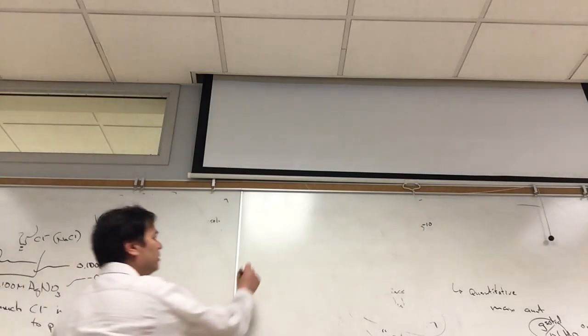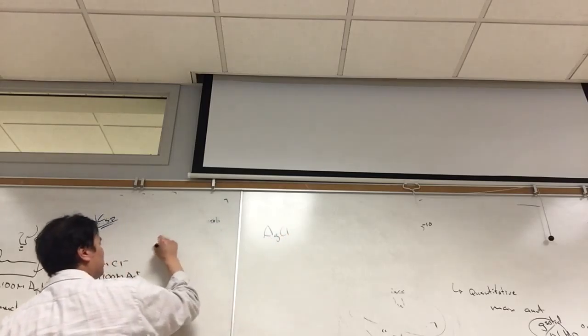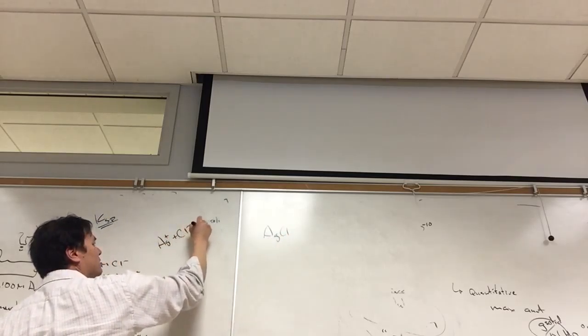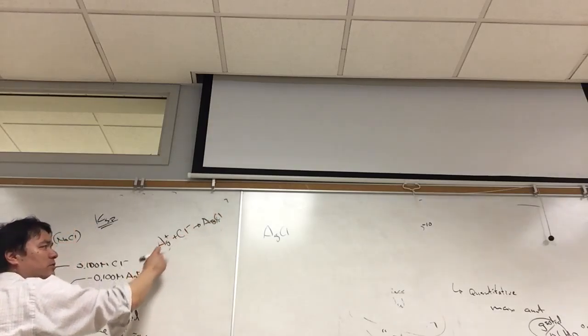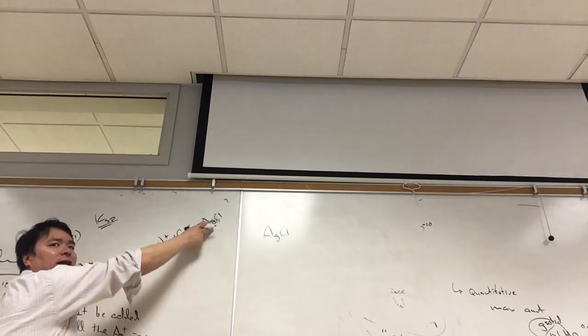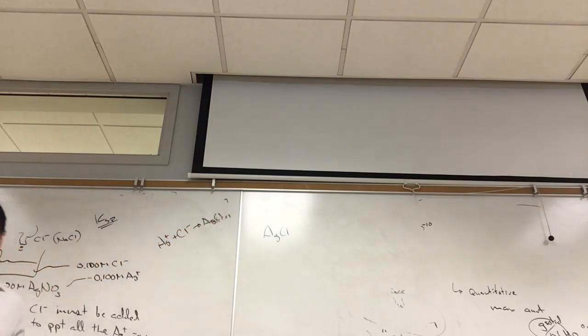Okay, so then we go to our KSP. Now we want to do precipitation. So I do silver ions plus chloride ions. This is going to precipitate out silver chloride. I have 0.100 moles of this, 0.100 moles of this. This is going to go to 0, 0, and it's going to precipitate out 0.100 moles of silver chloride. But we don't do it like this.